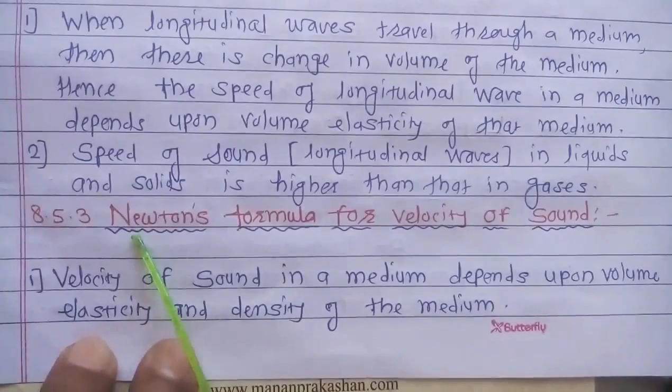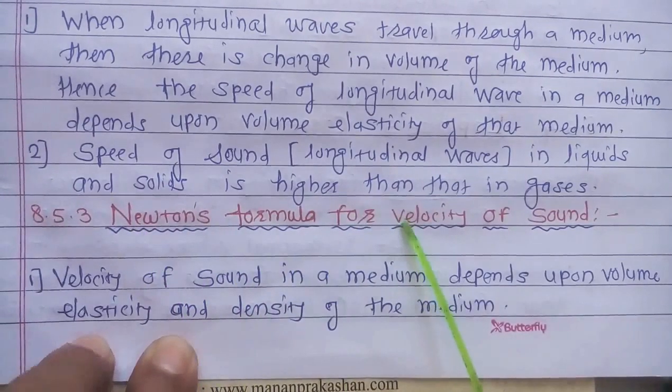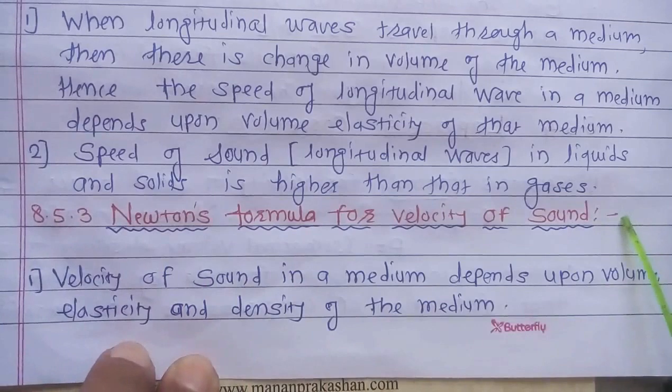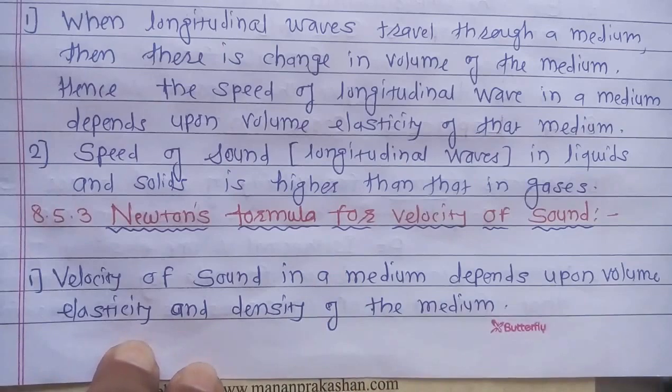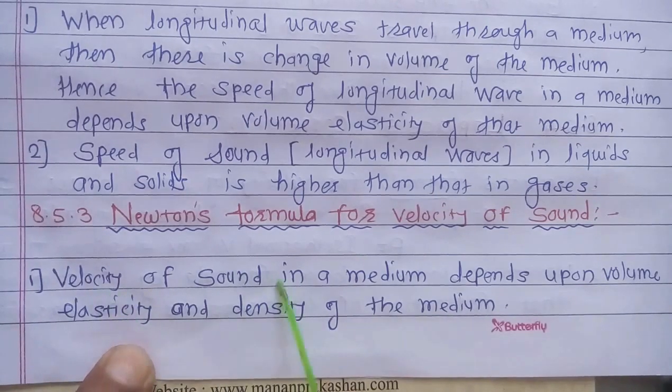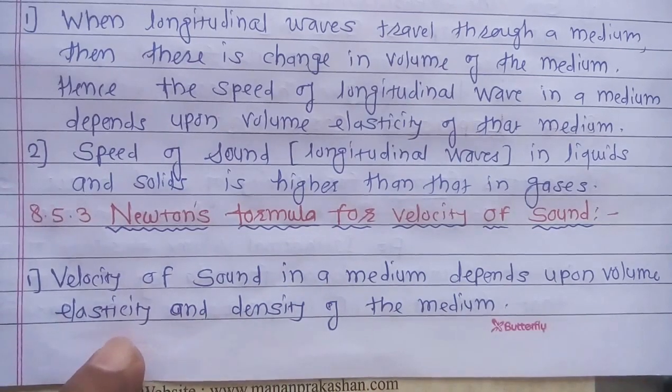Hello students, the next part is Newton's formula for velocity of sound. We know that sound waves are longitudinal waves, and the speed of a longitudinal wave in a medium depends upon two factors: number one, the volume elasticity of the medium, and number two, the density of the medium. So the velocity of sound in a medium depends upon the volume elasticity and density of the medium.